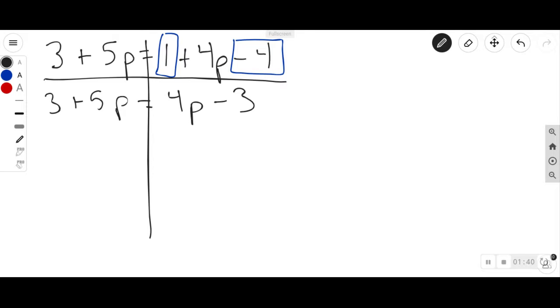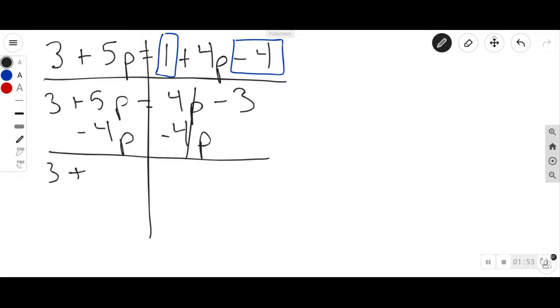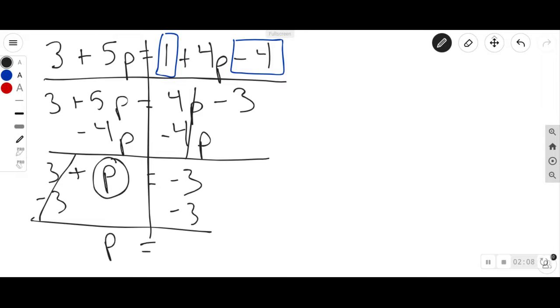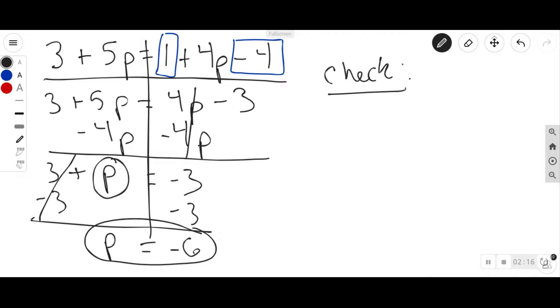I see that there is a p on each side, so I'm going to move the 4p from the right to the left. Doesn't have to be that way, but it usually helps. So we have a p left over and negative 3. Now I'm down to a two-step, or in this case a one-step equation. I only need to move that 3 from the left to the right. So p is equal to negative 6. So there's my answer.